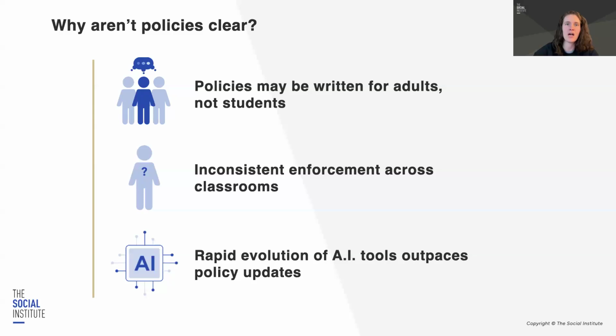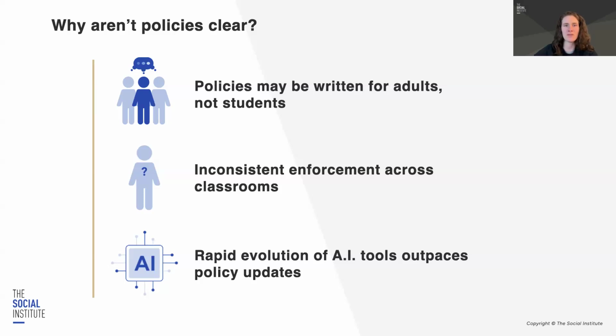Inconsistent enforcement across classrooms. Again, we see this often with cell phone policies as well, but we want to make sure that everybody is on the same page and enforcing the same minimum standards here. And then rapid evolution of AI tools that outpace policy updates. Again, this can be a real challenge, right? So you might come up with the great policy today and tomorrow another tool comes out.